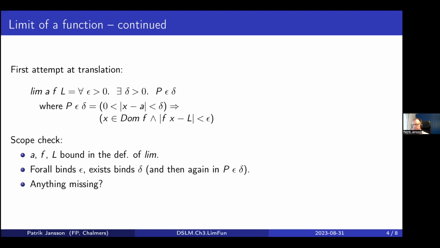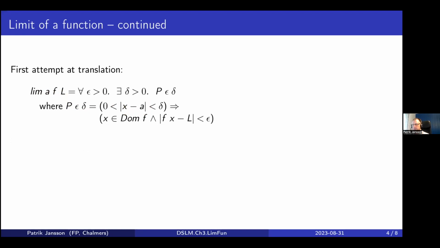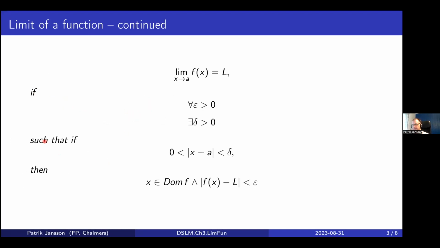So x has not been mentioned anywhere here. A, F, L, epsilon, delta. So x is sort of hanging loose here. So there is something fishy going on. We have to decide. So we can go back and look at the text. It just said such that if this, then that. But it never said how x came into the picture.